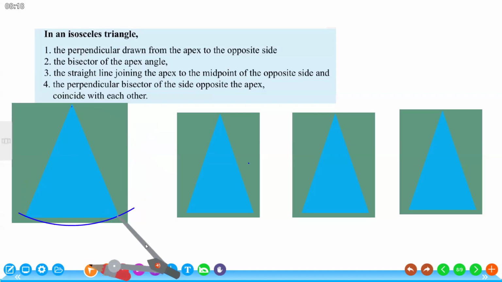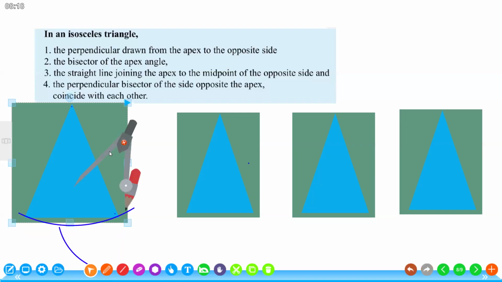To keep this one and draw an arc. Then you have to keep it in this point in the same radius. I didn't change the radius. Now what happened? If you join these two lines, this is perpendicular, right?